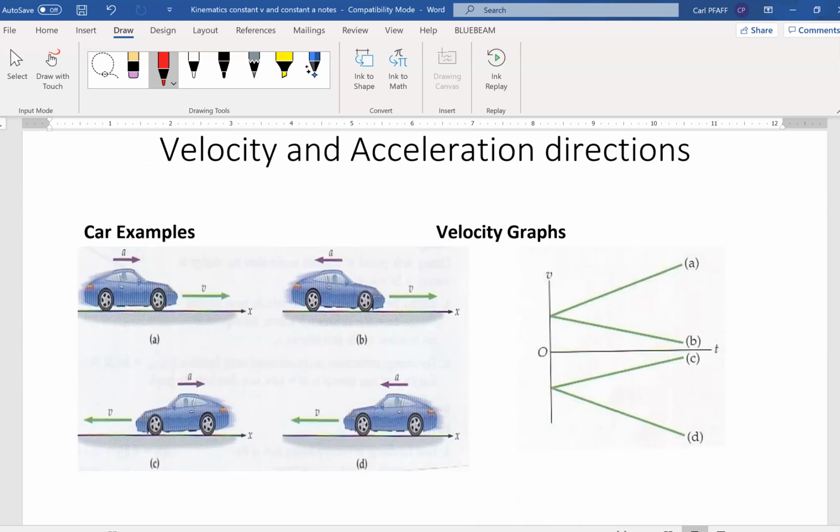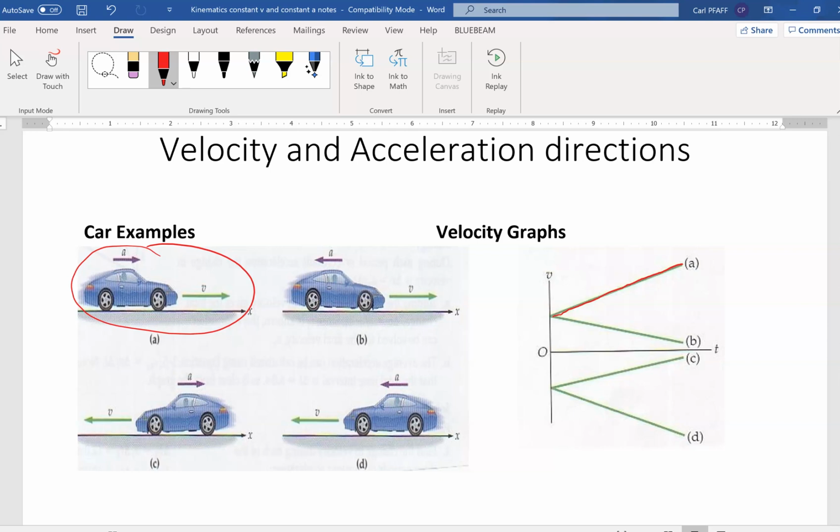So here's another look at those same graphs and some examples of what it might look like. So graph A, I'm driving forward over here in graph A. My velocity is forward, and I'm getting faster. My acceleration and velocity are going the same way. I'm changing speed, getting faster going to the right.